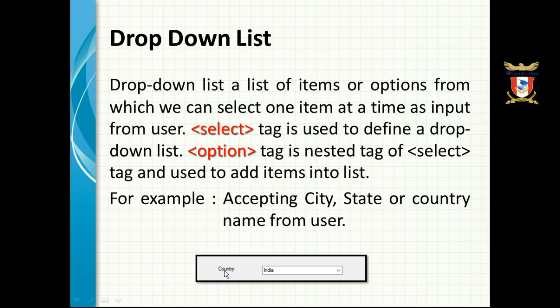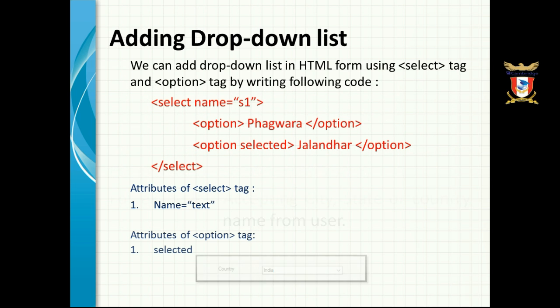So here we have an example of country name equals India. Then here we are having a drop down button. When you click on this button on a form, then it will show all the items available in that list. So to create a drop down list, we are having two tags. One is select, that is the root tag, and option. Select tag is used to create a drop down list, and option tag is used to add items into that list. So in next slide we'll discuss how to create drop down list.